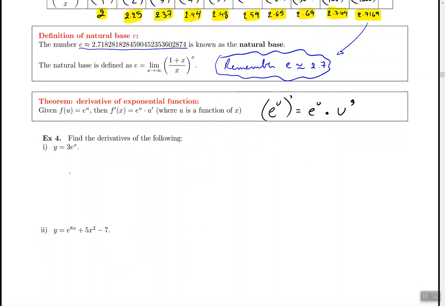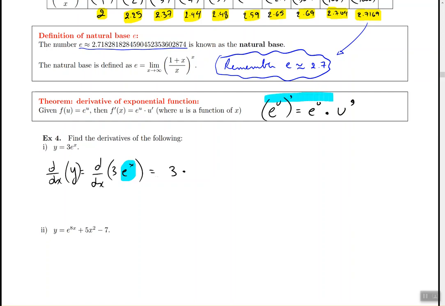So here we go. It says y equals 3e to the power of x, and they want the derivative. So they want me to find the derivative with respect to x of y, which means I'm looking for the derivative with respect to x of 3e to the power of x. Now, the 3 is a random number, so we just leave it alone. We don't mess with it. And now the question is, how do you find the derivative of e to the power of x?